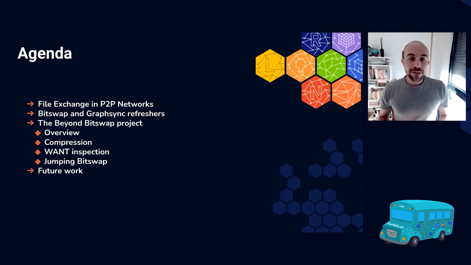First, we're going to do a brief description of why file exchange in peer-to-peer networks is hard, and we're going to do a quick refresher of Bitswap and Graphsync, the two protocols that we described in the content exchange module from the core modules of ResNetLab on True. Then we're going to deep dive into the Beyond Bitswap project and all of the outcomes and prototypes that we built for the project. And finally, we're going to describe the future work and new lines of research that we are exploring around the Beyond Bitswap project and file exchange in peer-to-peer networks.